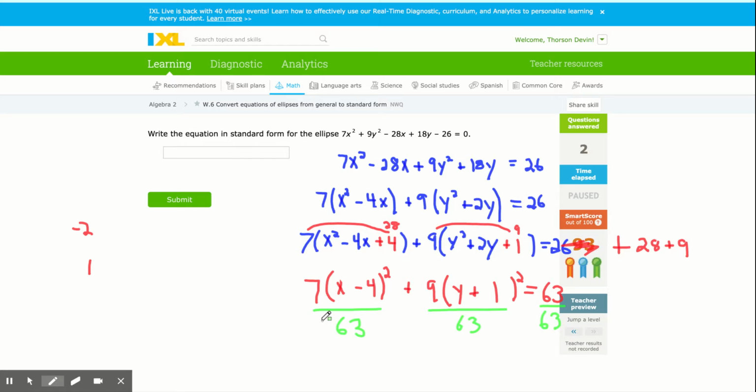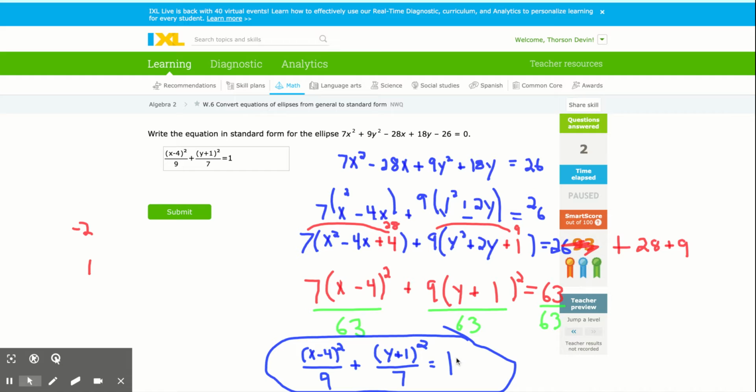7 goes into 63 9 times. 9 goes into 63 7 times. So when I actually reduce that, you won't see a number in front of the parentheses. You'll just see a number underneath the parentheses. And you'll get a final solution that looks like this. Isn't it cool how that just magically appears?